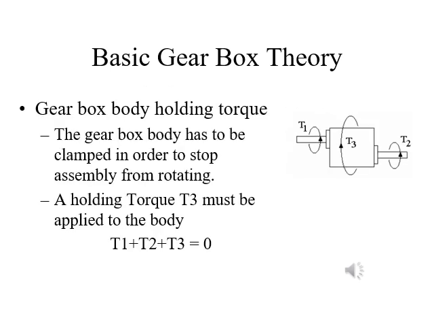To transmit power from T1 to T2, you have to go through the gearbox, T3. In order to completely transfer the torque or power from the first shaft to the second shaft, the gearbox body needs to be clamped or fixed in order to prevent the assembly from rotating. You don't want any assembly to rotate. According to Newton's law, you need an equivalent torque that counterbalances this T1 and T2 torque. This is called the holding torque. So T1 plus T2 plus T3 is equivalent to zero.